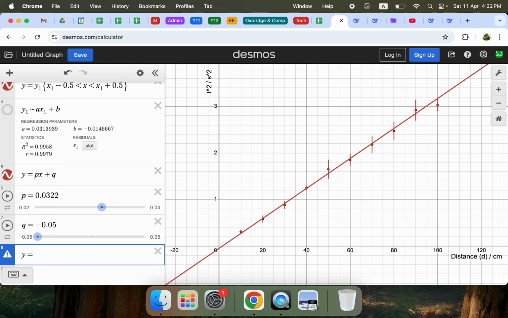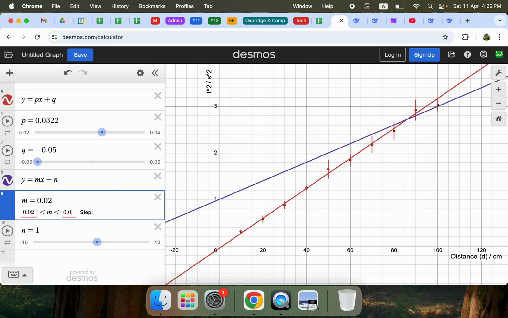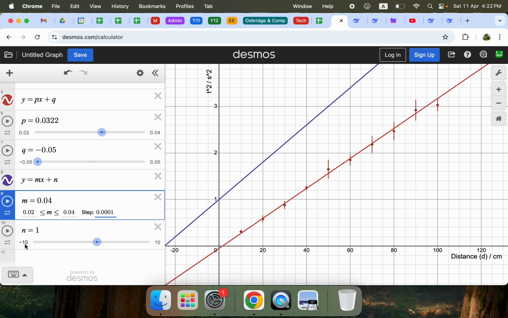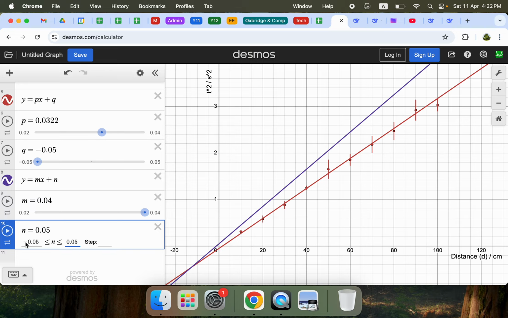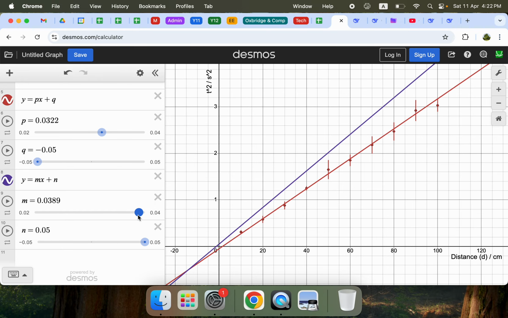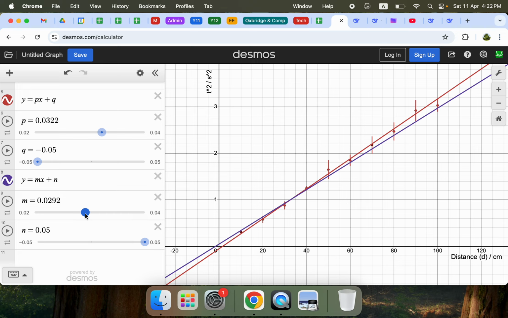Then I just do the same, using some other letters for these new sliders. So 0.02 to 0.04. There is a reason I'm doing it in this way, as you'll see. Then I want to try and find the least steep line. So I want to make the slope really small, but I want it to go through all the windows of uncertainty.